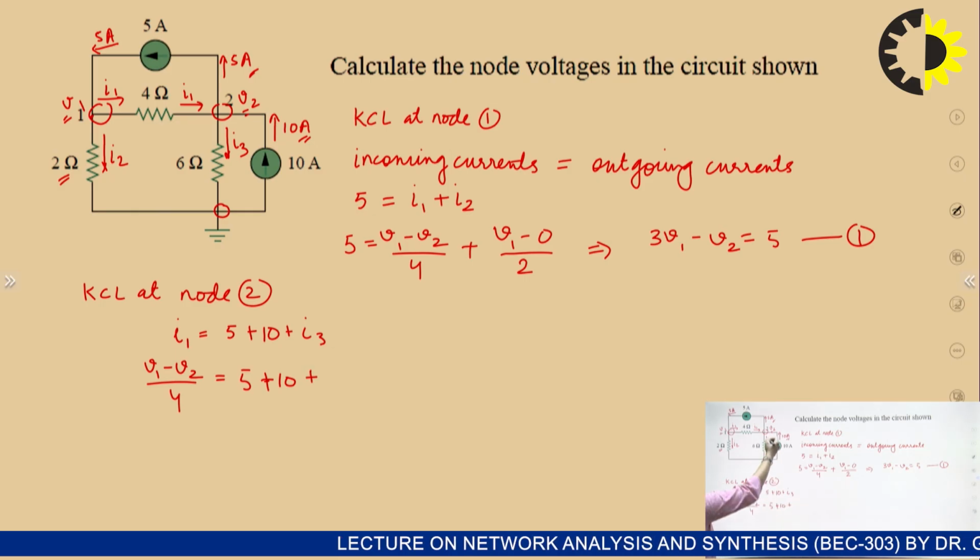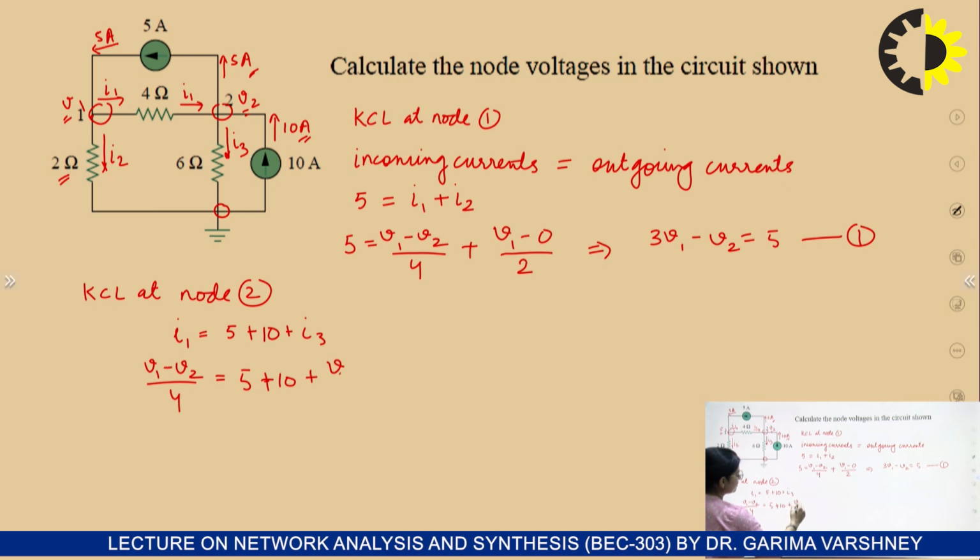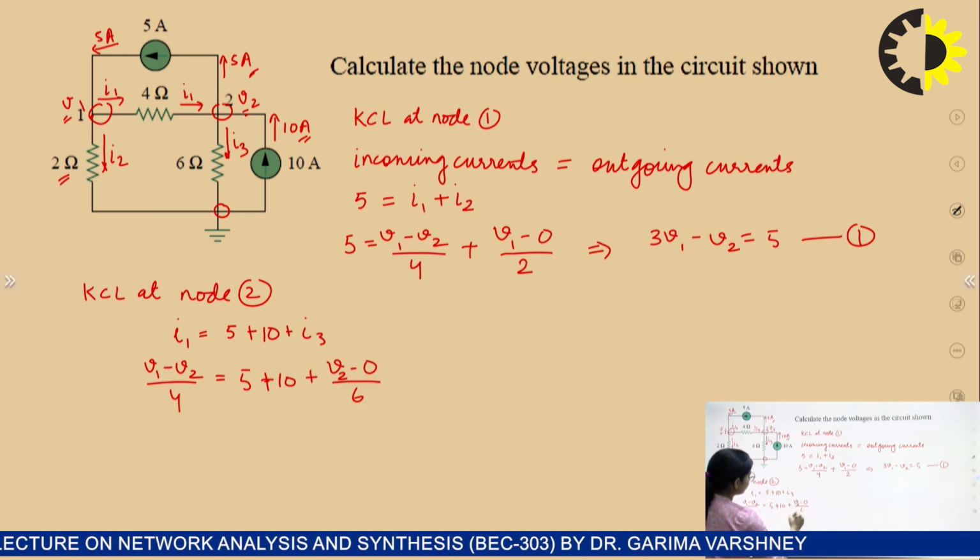What is the value of I3? I3 is V2 minus 0 by 6, so this is V2 minus 0 by 6 ohms. Now we rearrange this equation.